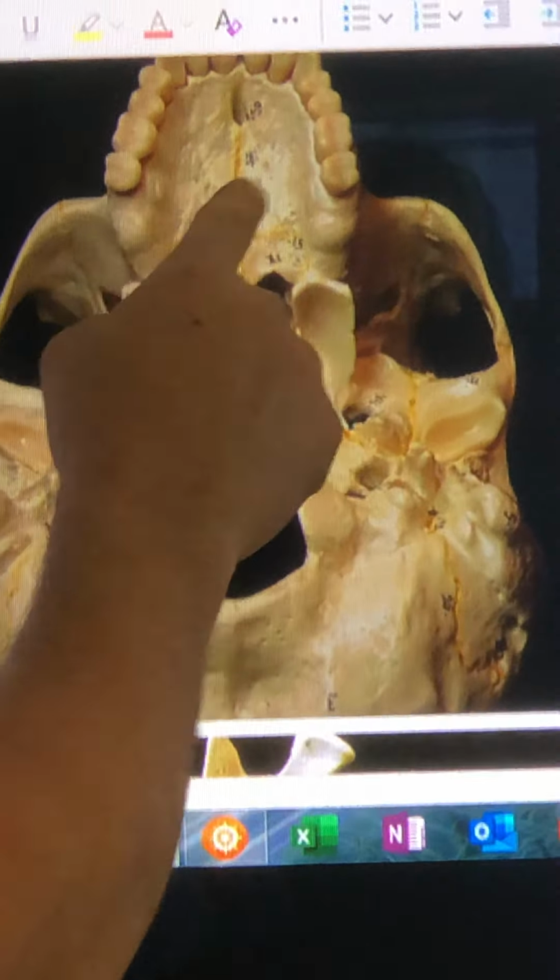I could ask you those. Name these, the bones that make up the hard palate. I could ask you this or those. So foramen magnum, occipital condyles, palatine bones, palatine processes.